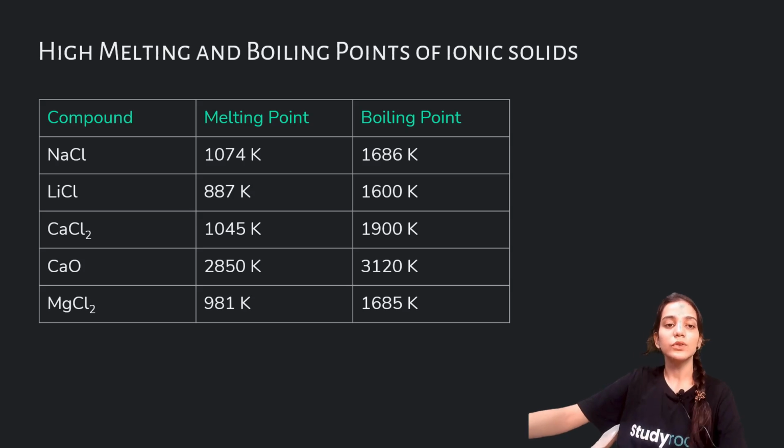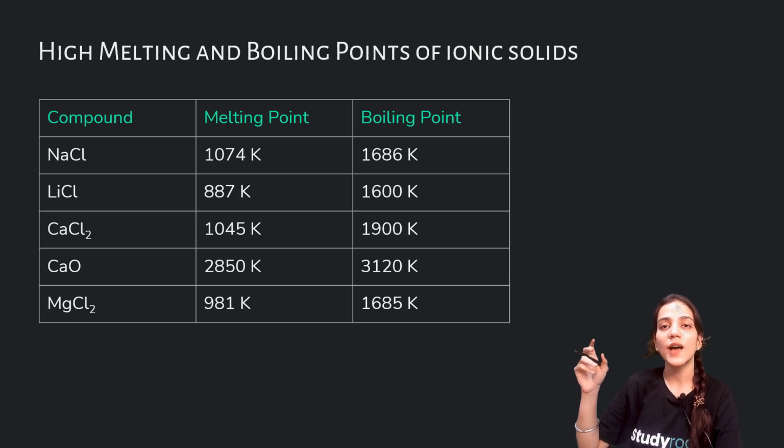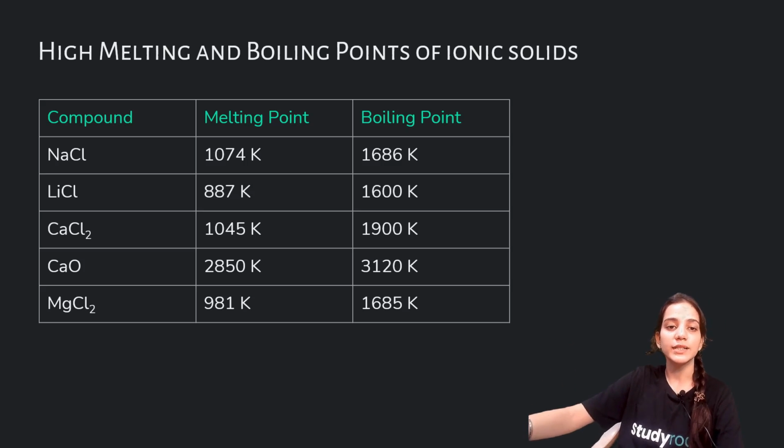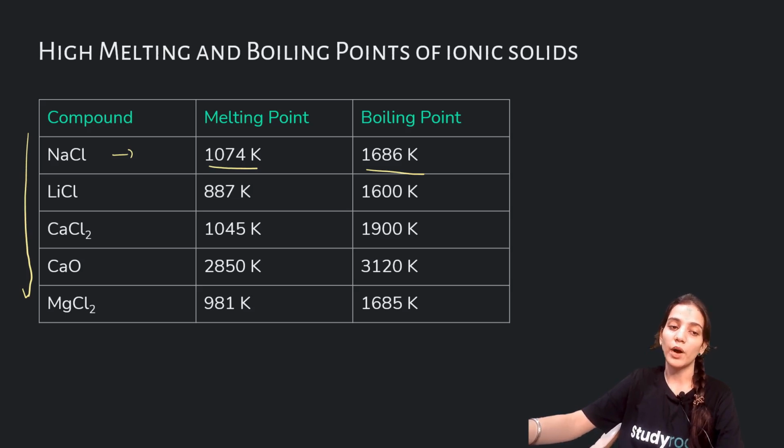Now, as I told you earlier, they are held tightly with electrostatic forces. The forces between these ionic compounds are very strong, so they have very high melting and boiling points. Suppose NaCl has a melting point of 1074 Kelvin and a boiling point of 1686 Kelvin. This is a table. You can have a look at it to see the melting and boiling points of the following compounds.